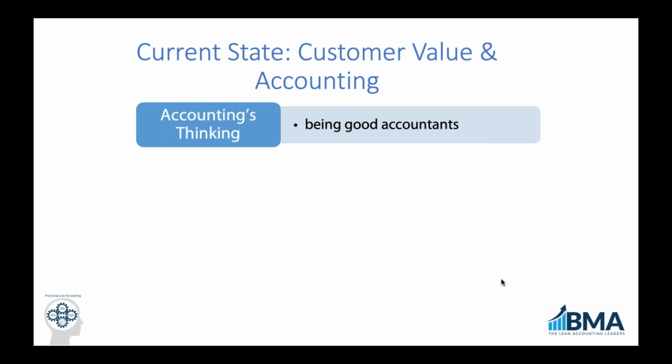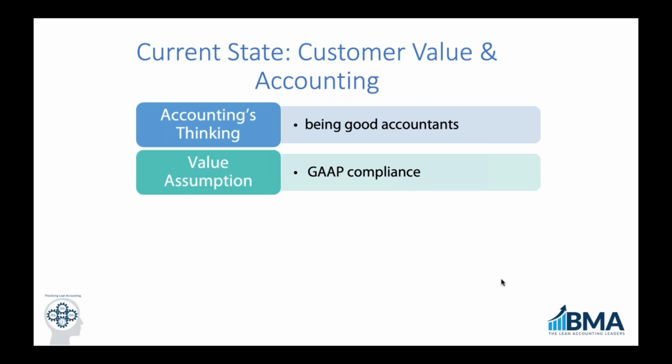We have to be good, and so we learn all about generally accepted accounting principles. How do you know your numbers meet compliance requirements? And that really drives our thinking. This is true for external reporting, but we can sometimes take it too far and say, well, every number we publish, whether it's used outside or inside, has to be GAAP compliant. It has to reconcile. It has to be very, very precise.